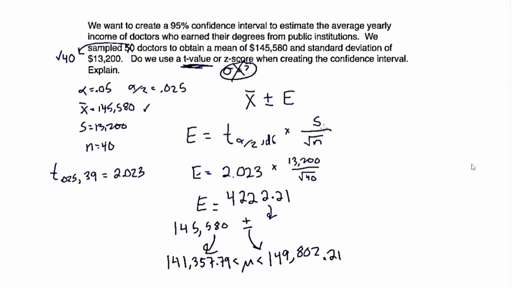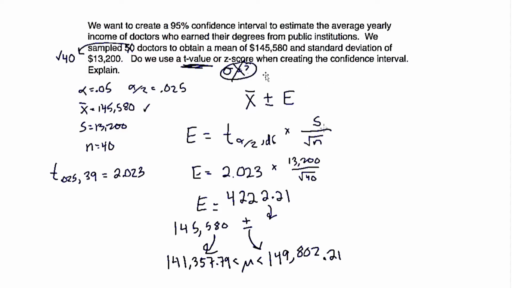If we're given both, so we know the population standard deviation, then you're going to use that population standard deviation with z-scores. We can continue because it meets the requirement of a normal distribution, or a sample size over 30. The sample size is 40, so we're good to continue.